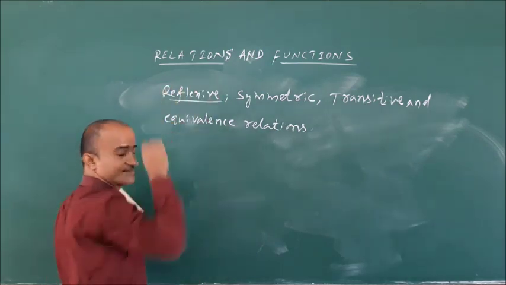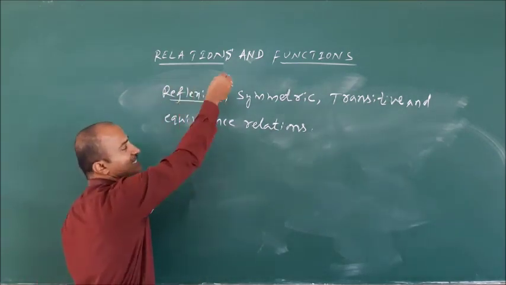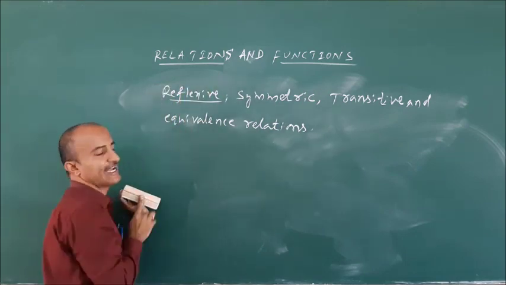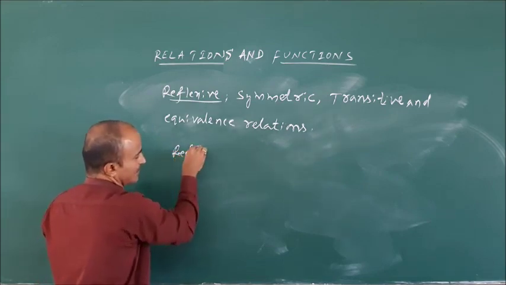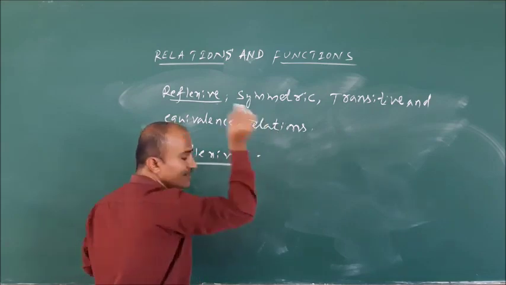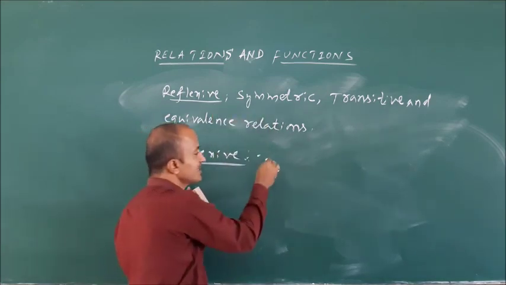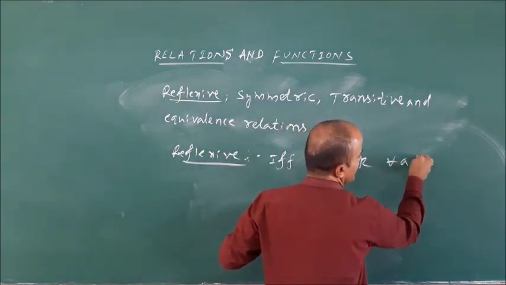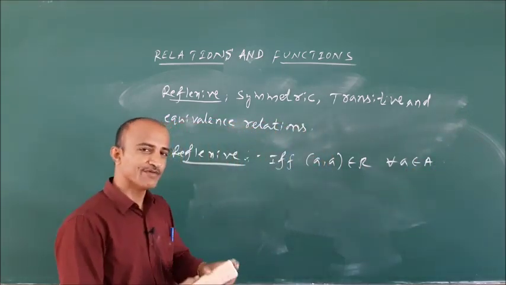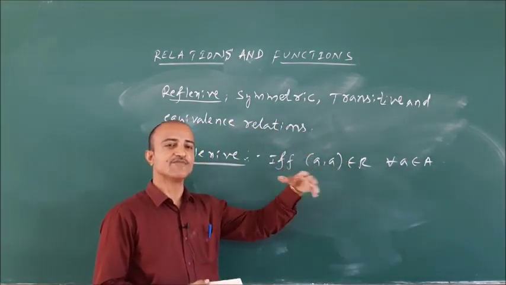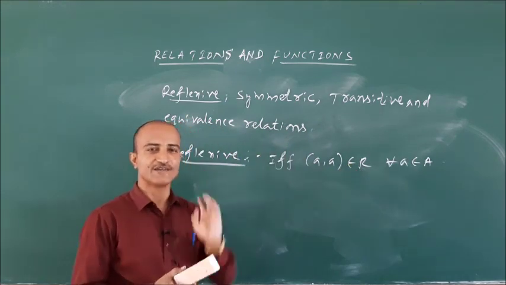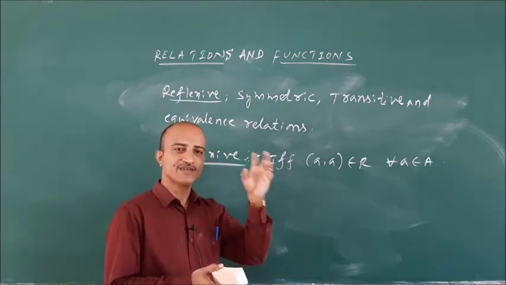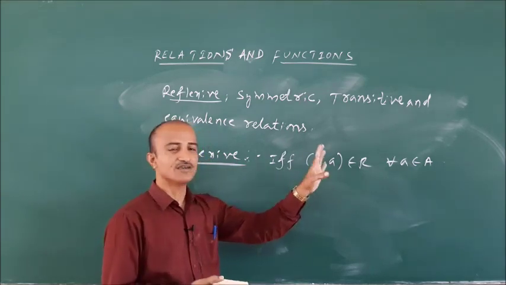So reflexive relation. When do we say a relation is reflexive? A relation R in A is called reflexive if (a, a) belongs to R for all a belongs to A. Whenever a relation satisfies this condition, then we will say that relation is reflexive. That means an element is related to itself. If an element is related to itself, then it is called reflexive.